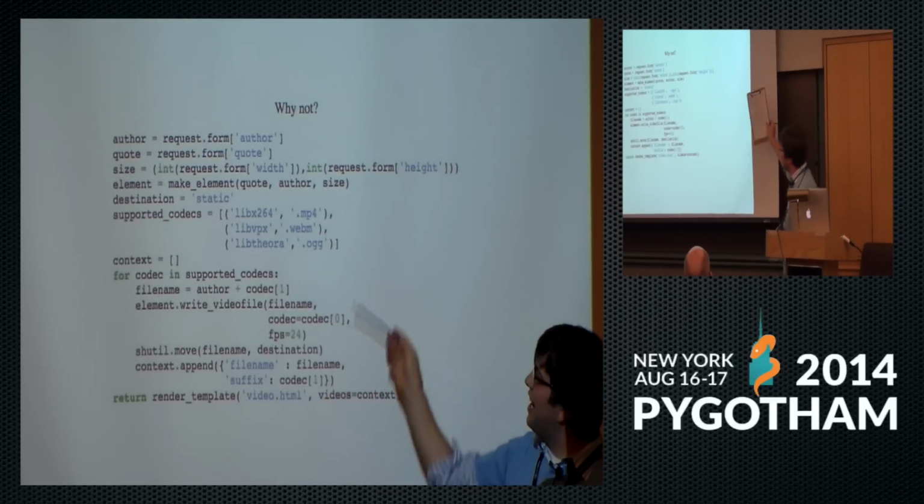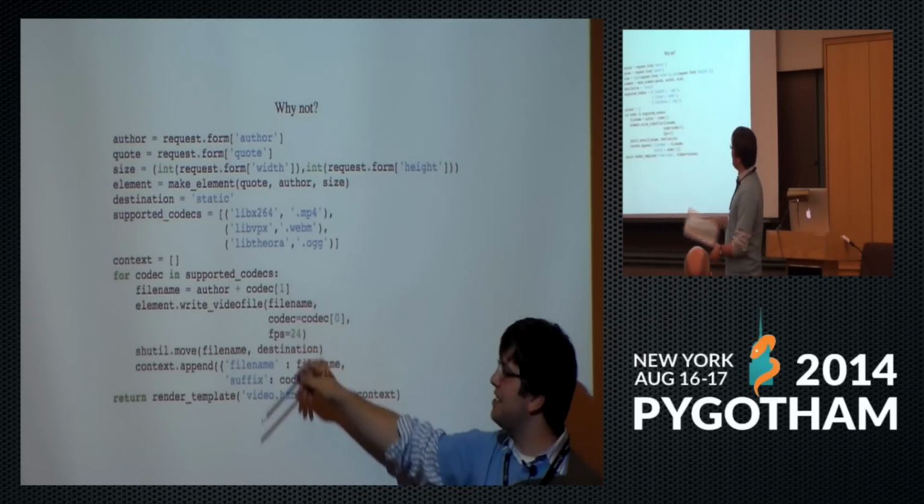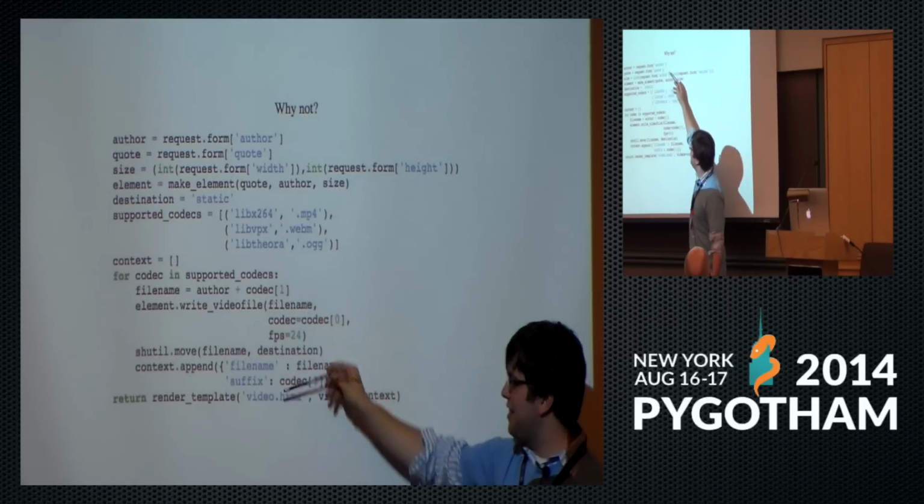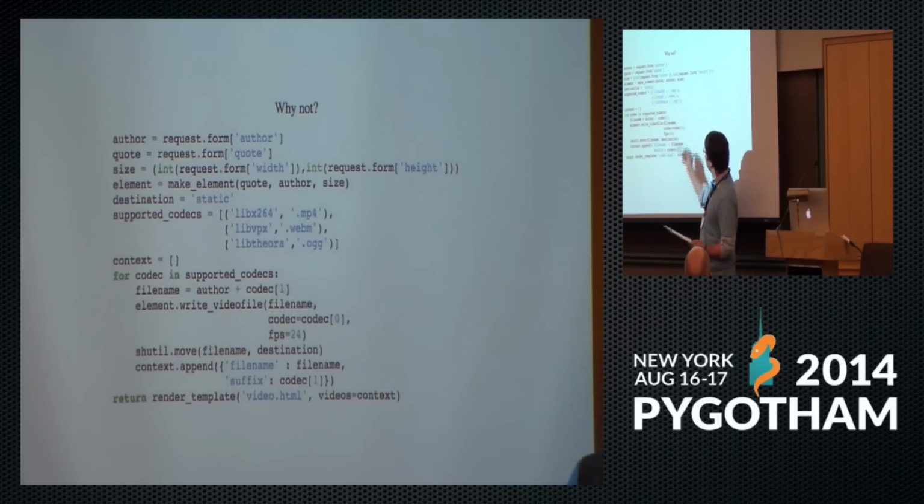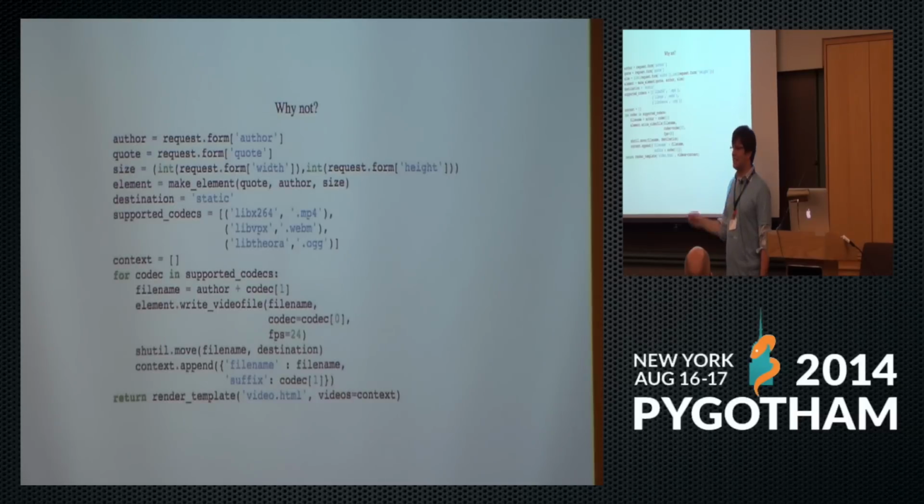And then this is a little Flask app that would take an author and quote from a post request, and you can feed it some codecs, and it'll encode for your codec, and then it'll put it in your static file, and you'll have it in your context. So it'll just create the file for you. It'll create the web page, and yeah.